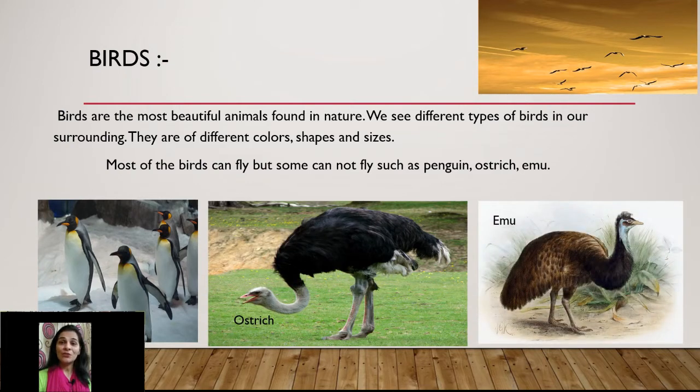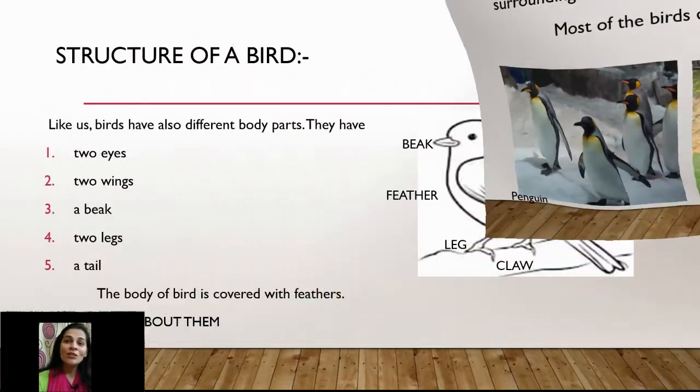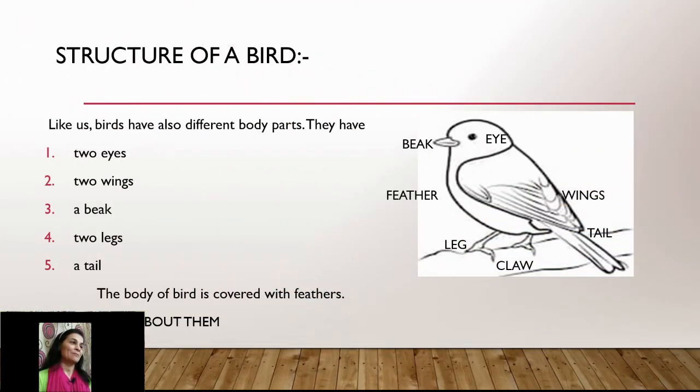Birds. Do you know children, birds are very beautiful animal found in nature. They are very colorful. We see different types of birds in our surrounding. They are of different color, different shape and different sizes. Most of the birds can fly, but some of the birds cannot fly. Do you know the name of some birds which cannot fly? Yes, penguin, ostrich, emu. They cannot fly in the sky.